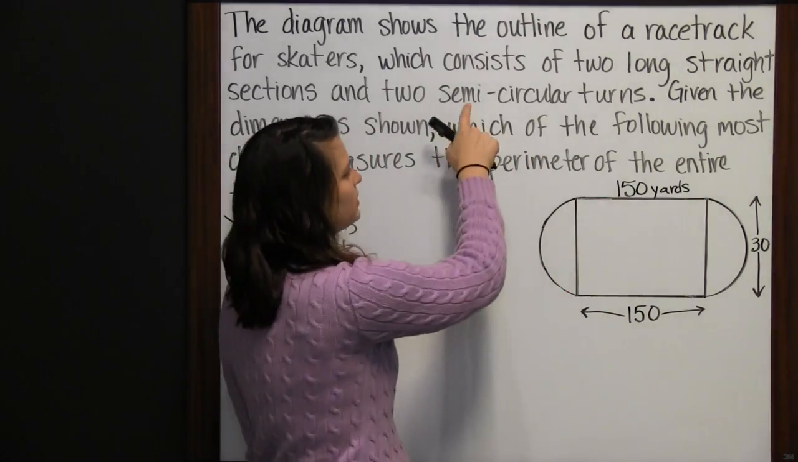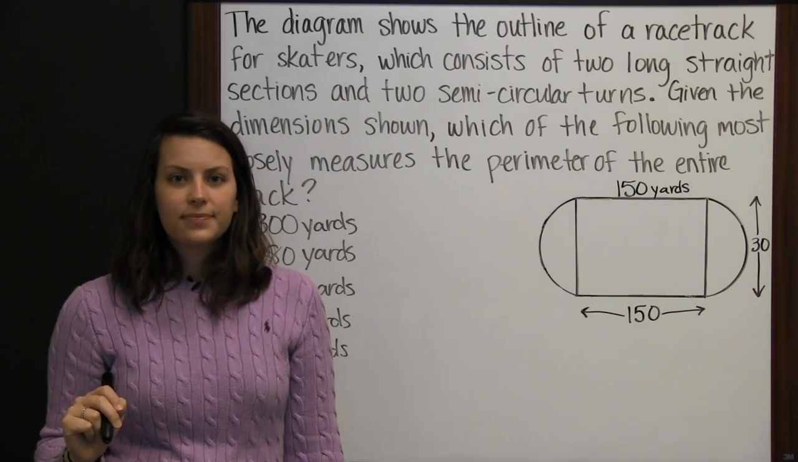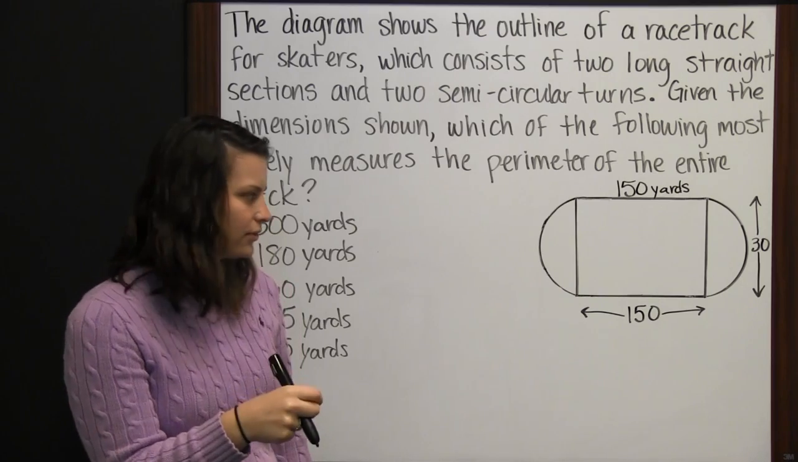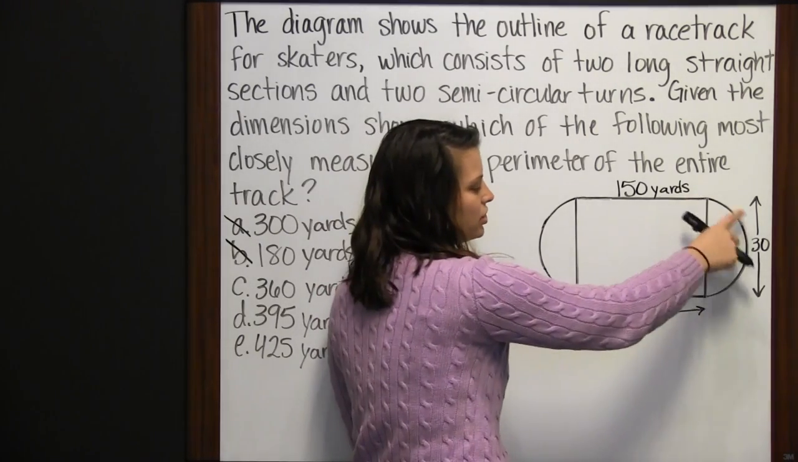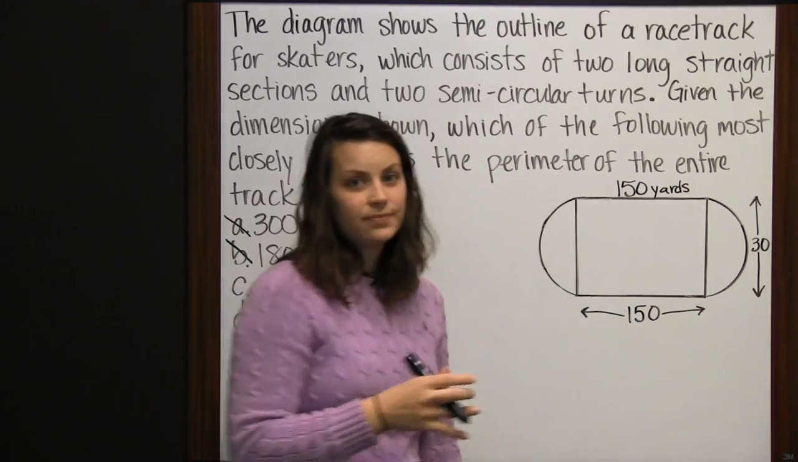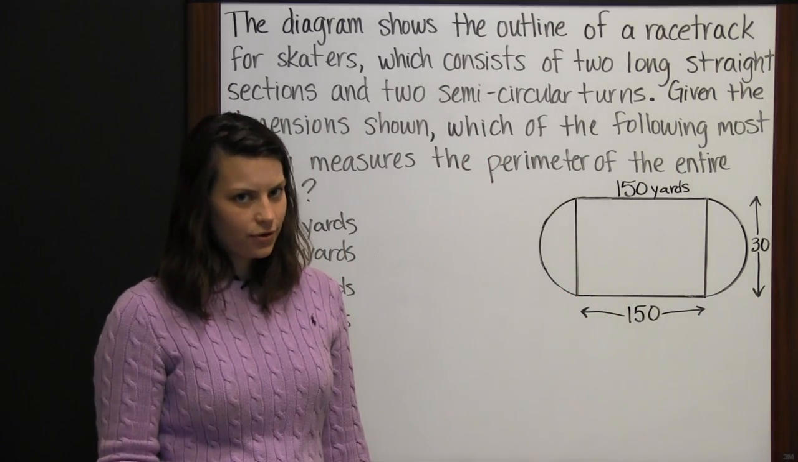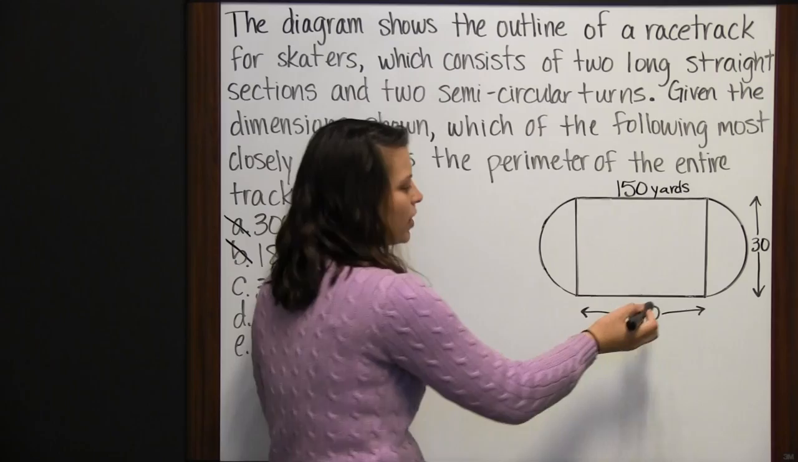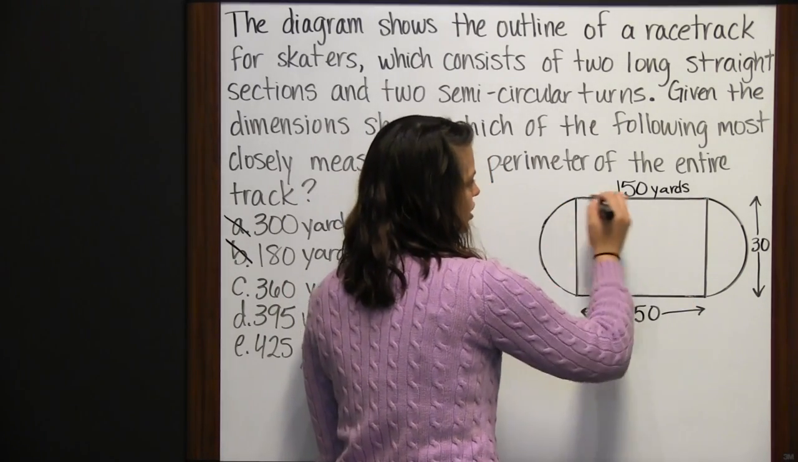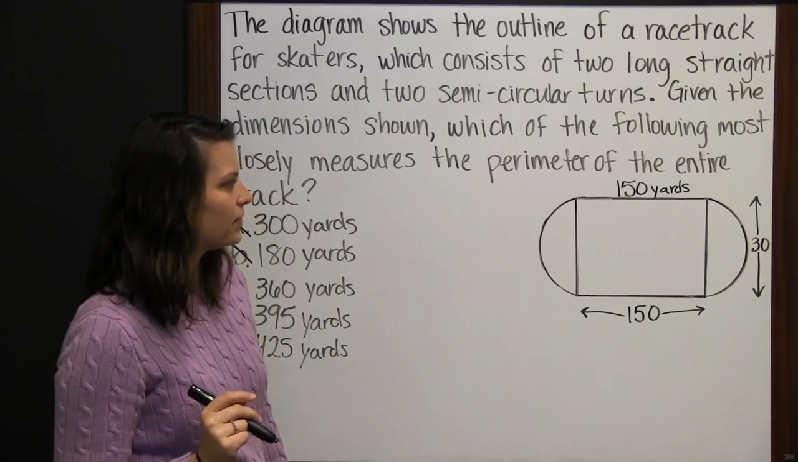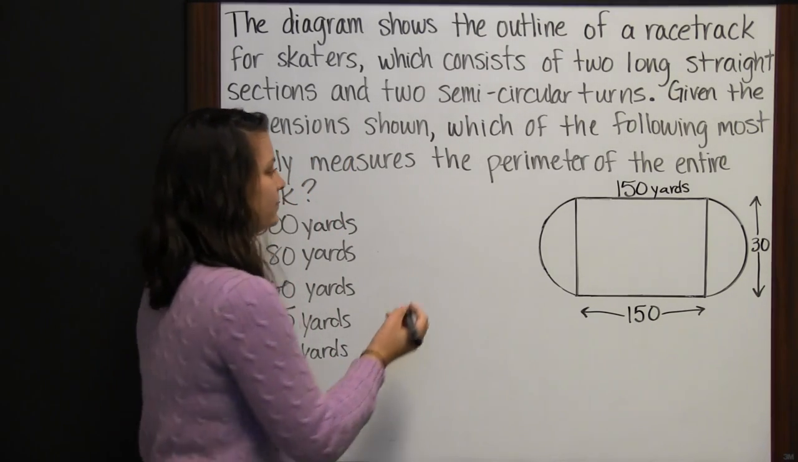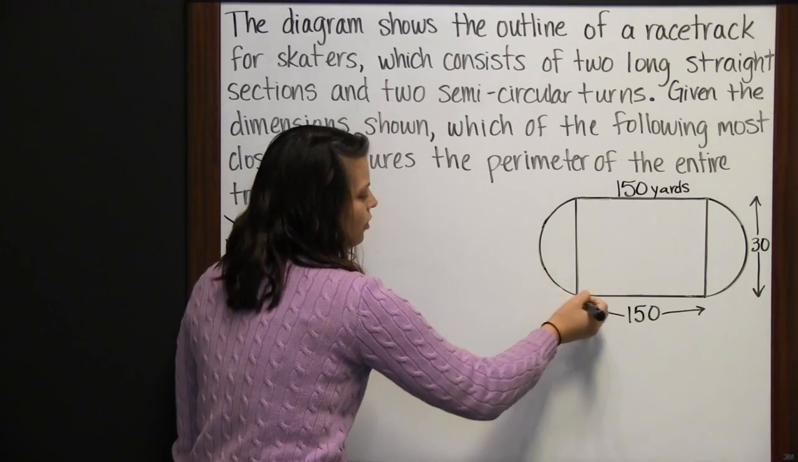They told us that these were semicircular turns. That means that semi means half of a circle. So if you take these two halves of a circle and you put them together, you get one whole circle. So really, they're traveling the distance of one whole circle in addition to these straight sides here, which means we need to find the circumference of our circle to find the distance around the circle.